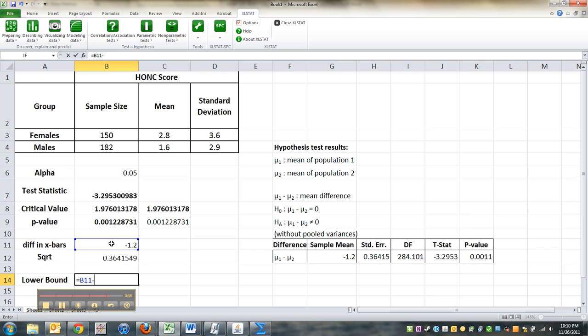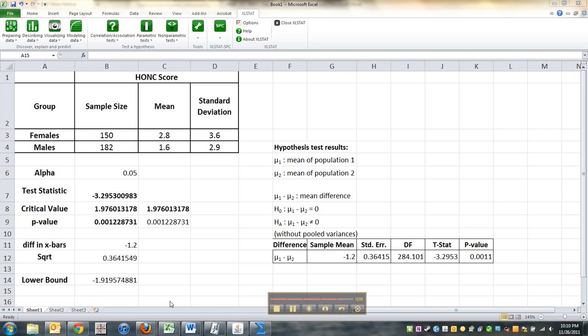Negative 1.2 minus 1.976 times 0.36. Move over. Hold on one second. Let me type this up. There it is. Same cells, just with a plus sign on that one. And there you go. Notice what's not in that interval. 0 is not in that interval.